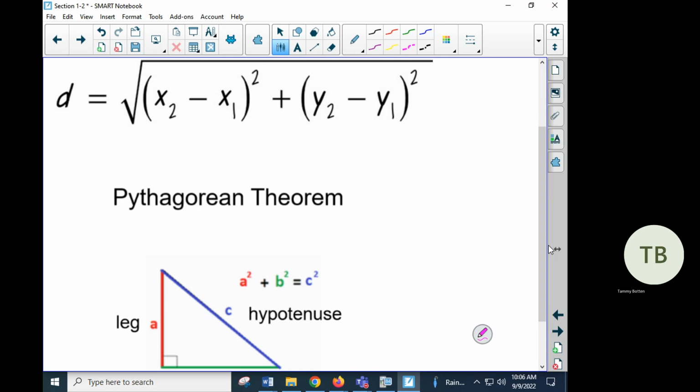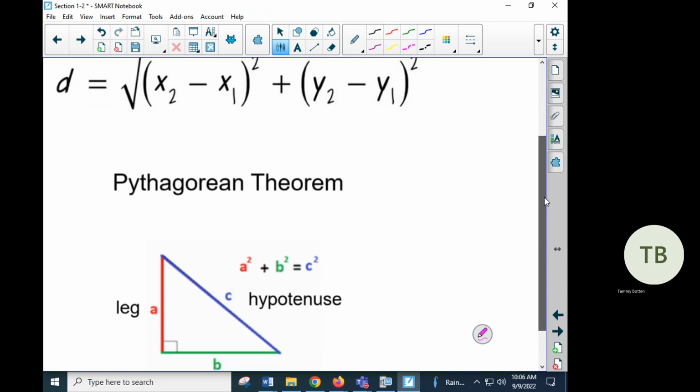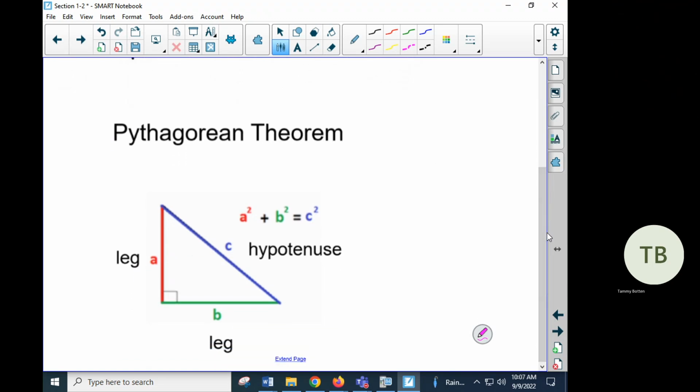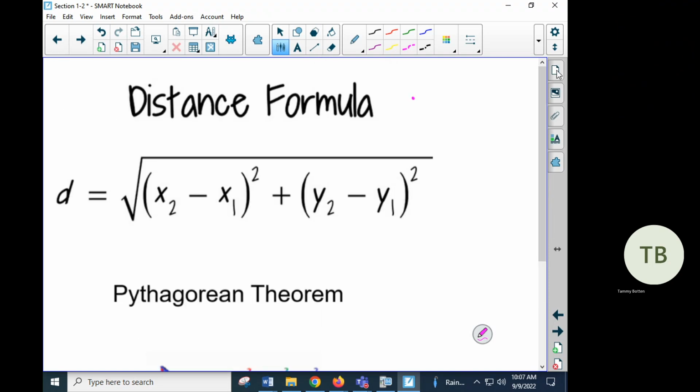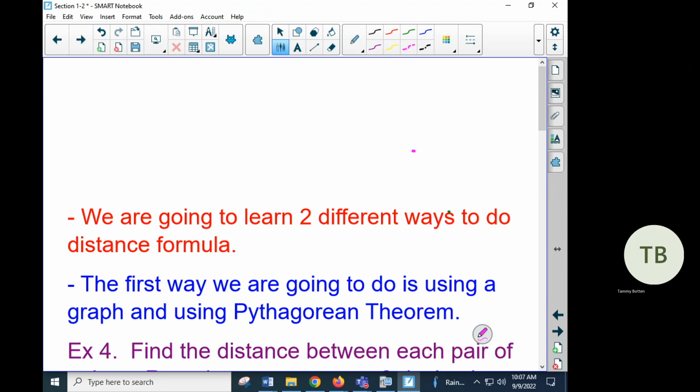Did everybody get this copied already? I move it down to Pythagorean Theorem. So if you do the distance formula, you don't have to use Pythagorean Theorem. If you use the graph paper, you use Pythagorean Theorem. So it just depends which one you choose to do today. Did I give you enough time? Okay, so let me see which way I show you first. Okay, we're gonna do the Pythagorean Theorem way first.